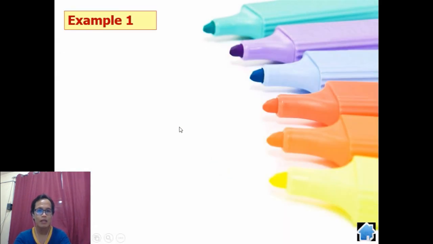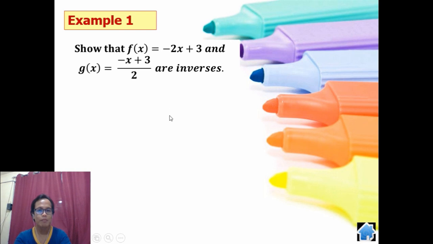So, arita sa example 1. For example, you want to validate that the function f is an inverse of this function. For example, given ka aning function f of x equals negative 2x plus 3. Unya imong g is negative x plus 3 over 2. Then, i-validate nimong duha kung kining f, ang inverse ani niya is ang g, or kung kining g, ang inverse ani niya kay kining f.